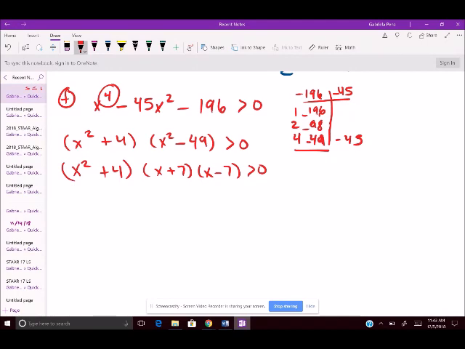So then from here, what do we do? Set them equal to 0.